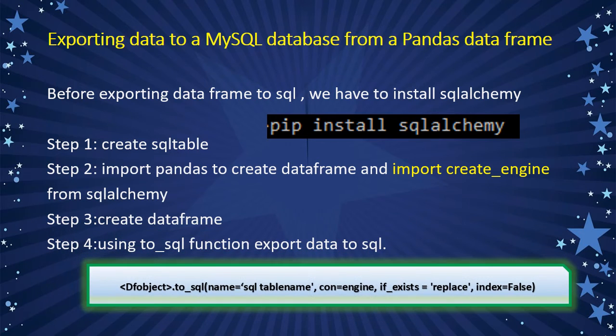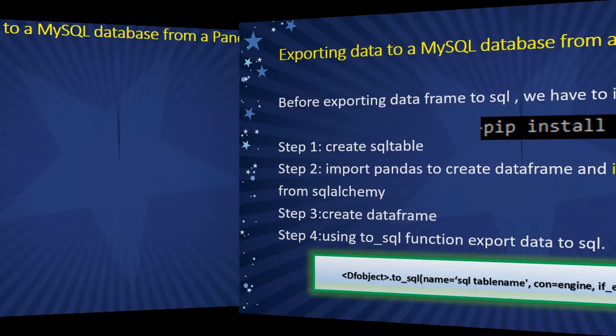Then con equal to engine, and if_exists equal to replace means if the same table already exists, the data will be replaced. And index equal to False means the default index is not written, that means the row label index is false.